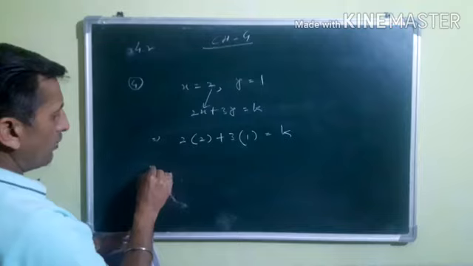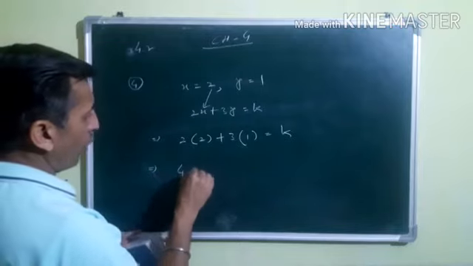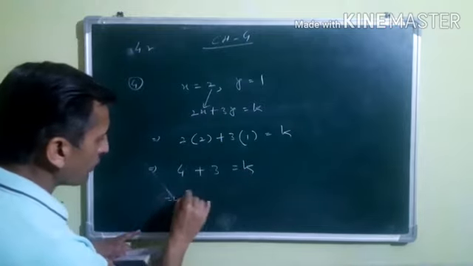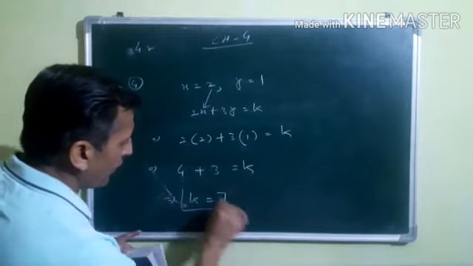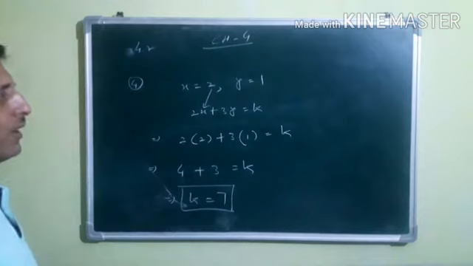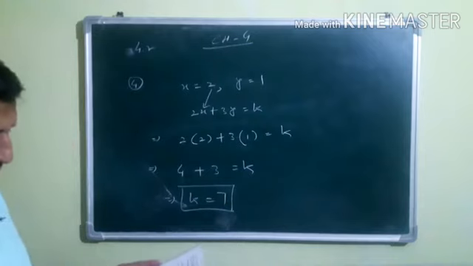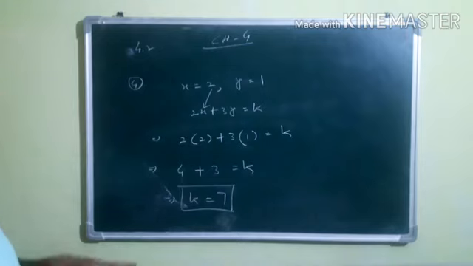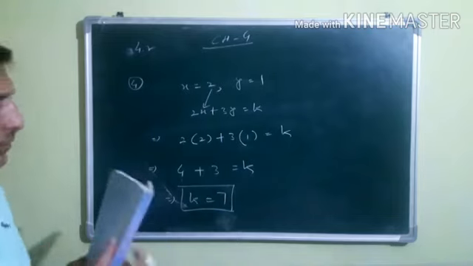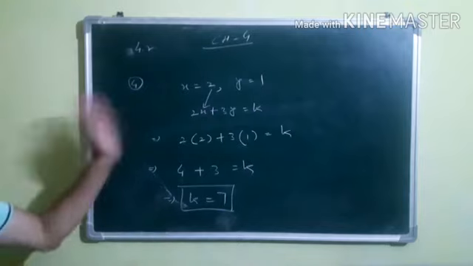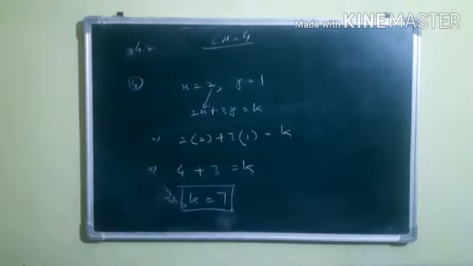So that means 2 2s are 4 and 3 1s are 3. This is the value for k. So this implies k is equal to 7. In this way you can find the value for this unknown k. That's all. So this is your way to find the solution for a linear equation in two variables, or otherwise, when solutions are given, you can find some unknowns. That's all.